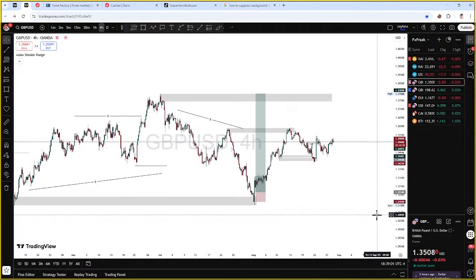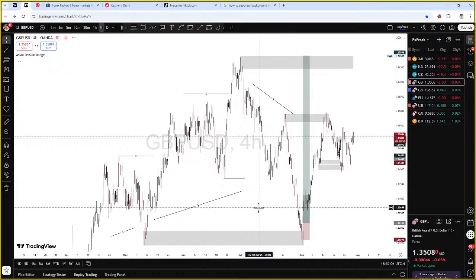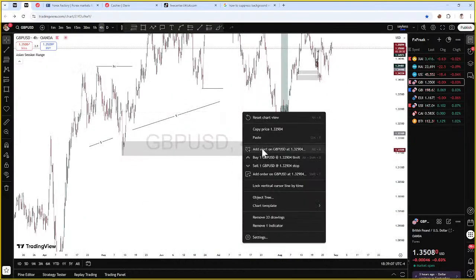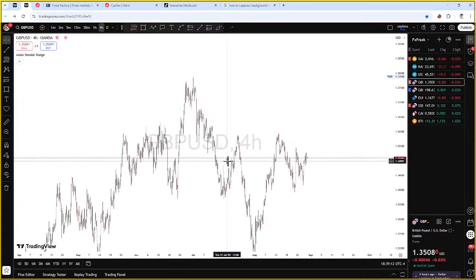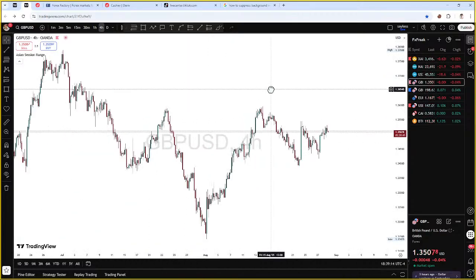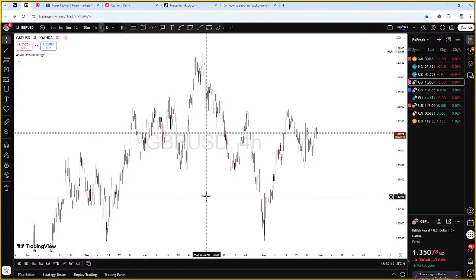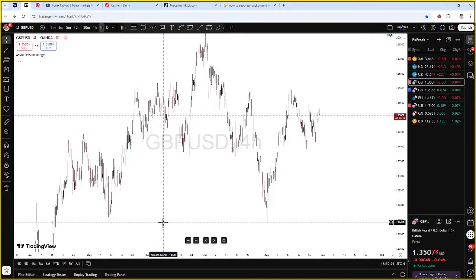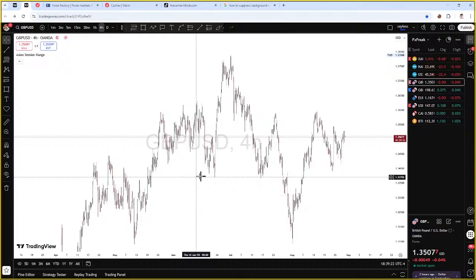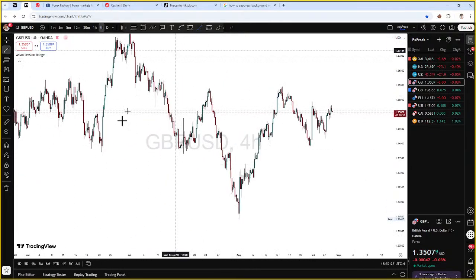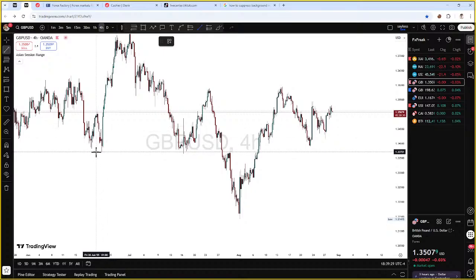Before we even continue, this was what we had last week. So let me remove all the drawings, and this is the 4 hour time frame again, and we are back at what we have been doing. All right, for one, we can say that there was a break of structure here.